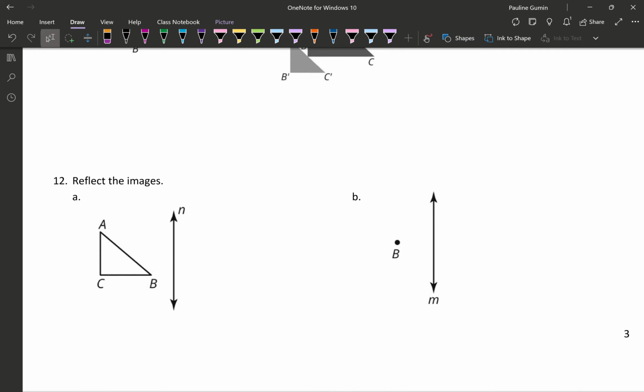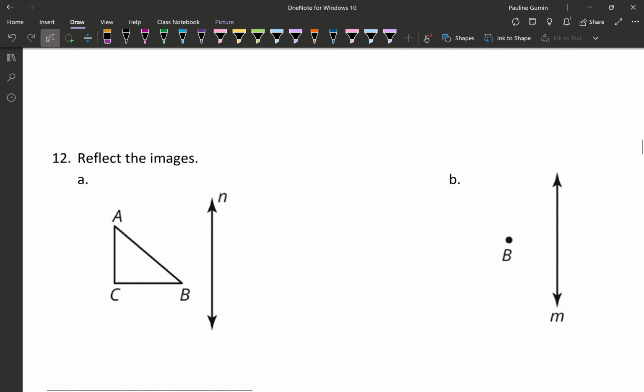Number 12, reflect these images. Now the way that I like to do it on my tablet, especially without any of those wonderful utensils that you can have in class, is I measure the distance between each letter and the line of reflection, which is the middle. And then I'm going to quite literally copy and paste, if it lets me. It usually does. There we go. I'm going to copy and paste it directly across that line, because reflections are mirror images.